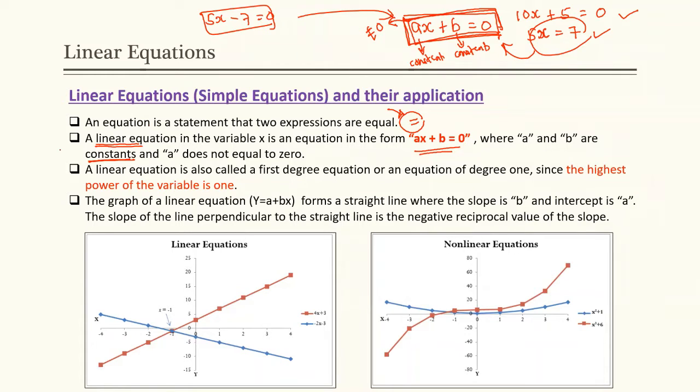That is what is there in the second point. A linear equation in the variable x is an equation in the form ax + b = 0. It may not directly be in that form, but however we should be able to rearrange it into this form. Then we can still consider it a simple equation, where a and b are constants and a does not equal 0.